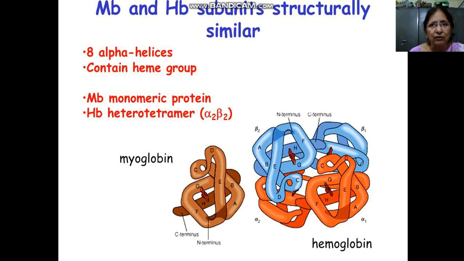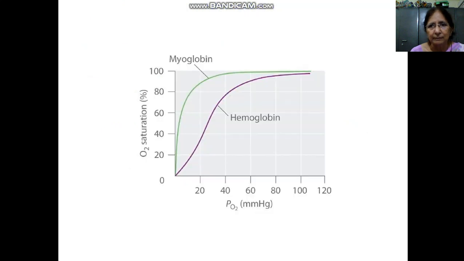You see, myoglobin and hemoglobin subunits are structurally similar, having 8 alpha helices and containing a heme group. But what is the difference? Myoglobin is a monomeric protein, with only one polypeptide chain, and hemoglobin is a heterotetramer. That is, it has 4 polypeptide chains, alpha 2 and beta 2. We will see what the different polypeptide chains in hemoglobin are.